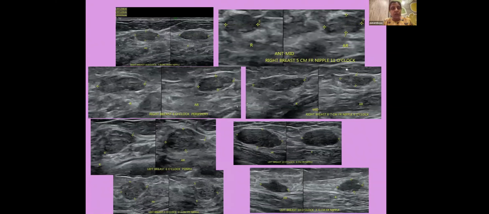So what do you do next? Do you biopsy each of these lesions, or how do you choose what to biopsy? Or more importantly, do you really need to biopsy these?